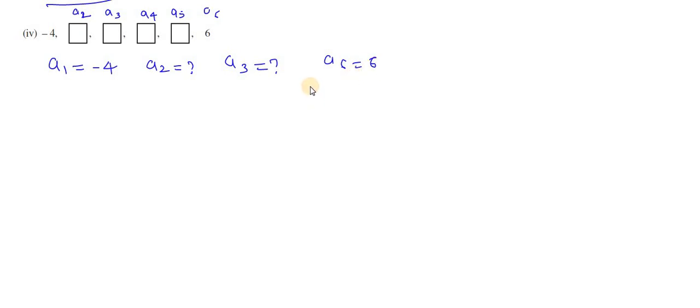a6 equals 6. Now you have to find a, so we know that a6 equals a plus 5d. The value of a6 is 6, they gave. So 6 equals the a value, minus 4, plus 5 into d. We don't know what d is, so write d as it is. Now simplify this.